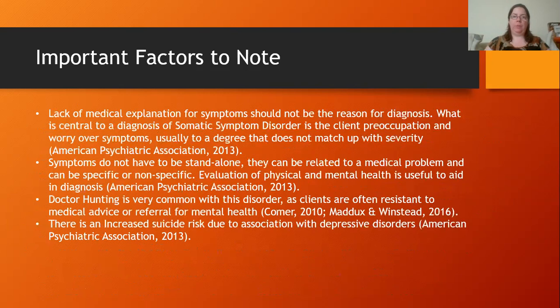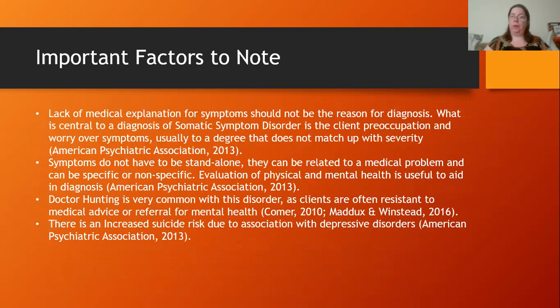Symptoms do not have to be standalone. They can be related to a medical problem and can be specific or nonspecific. Evaluation of physical and mental health is useful to aid in diagnosis. So what that means basically is a person can in fact have a medical condition with or without these somatic symptoms. The somatic symptoms can be related directly to the medical condition, or they can be completely different. Again, got to look at that neuroticism. You've got to look at that worry that is disproportionate to what is actually going on.